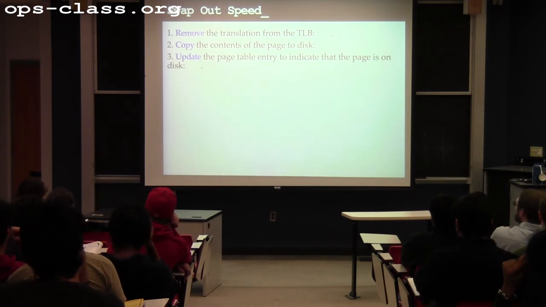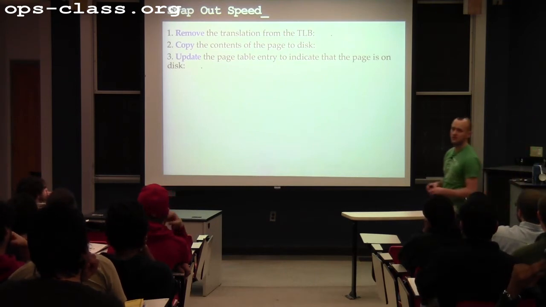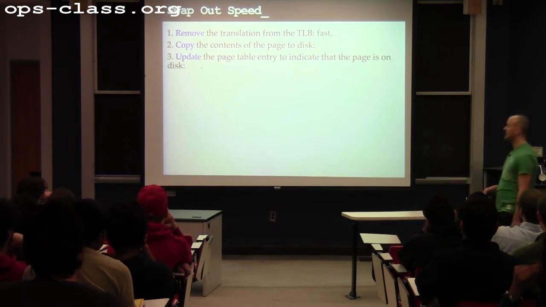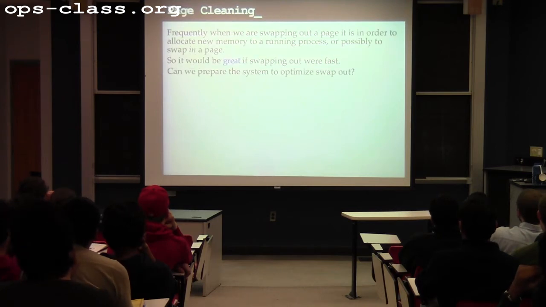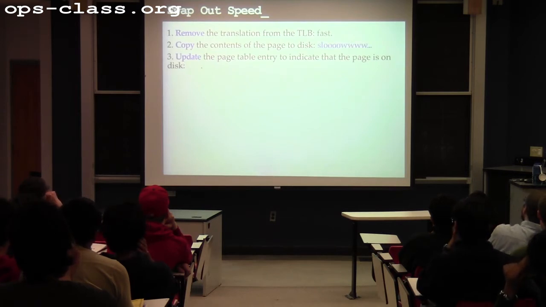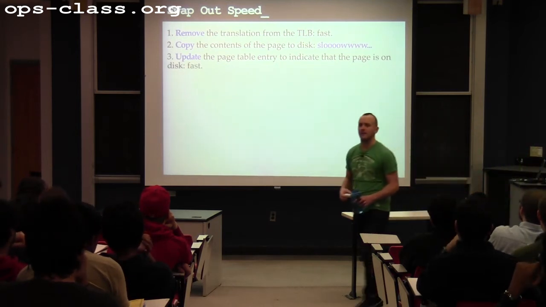So let's think about the relative time frame of each one of these operations. How much time does it take to remove the TLB entry? It's fast. What about copying the contents of the page to disk? It's a very slow operation. And then what about updating the page table entry? Should be pretty fast, though you have to find it. And this is interesting. What's the slow part of this? The copy. How can I make that copy unnecessary?